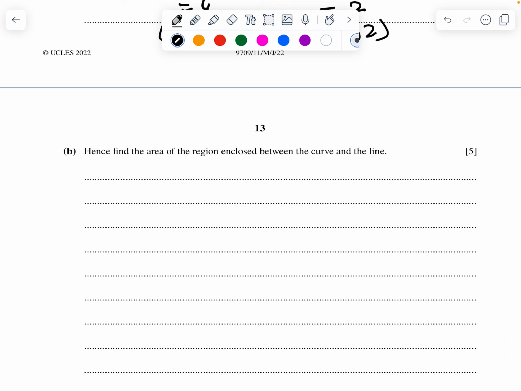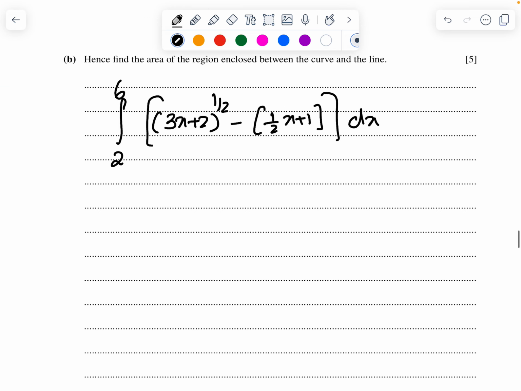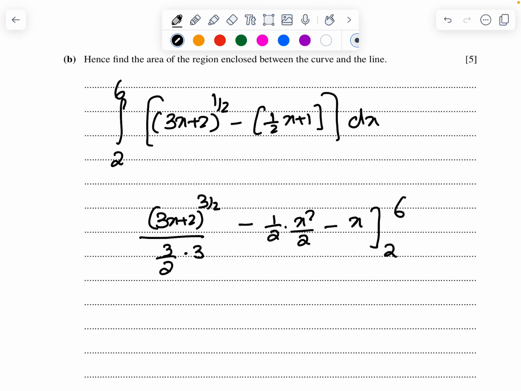Hence find the area of the region between the line and the curve. So integration 2 to 6, upper curve minus lower curve. Upper curve is this one, minus lower curve is half x plus 1, and dx. Now what will be the integral? (3x plus 2) to the power of 3 by 2, divided by 3 by 2 times 3, minus half x. The integral is nothing but half times x squared by 2, minus the integral of 1 is x, from 2 to 6.